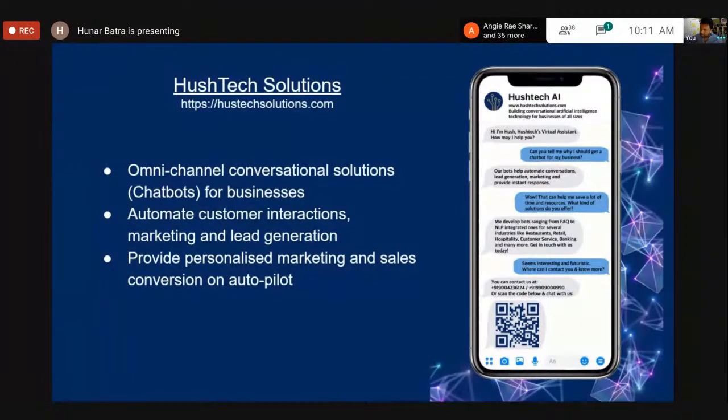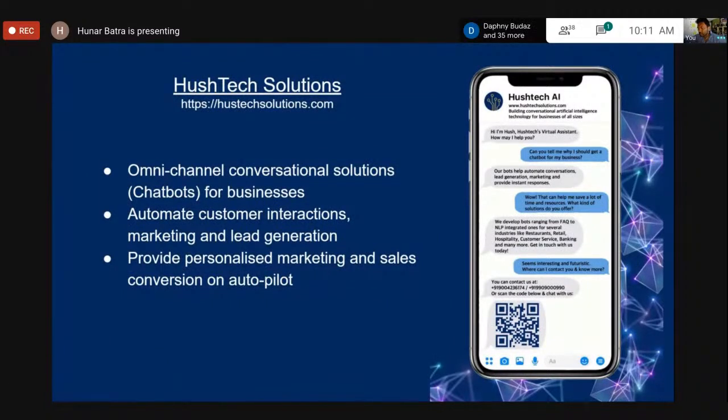And for lead generation, it can understand, based on the interactions of the user and the conversation, what kind of direction the user is going in. Then the bot can gain insights about what kind of products that customer is actually interested in, and further follow up with that customer with those kinds of products only. This also helps in providing a personalized marketing experience and sales conversion, all on autopilot.